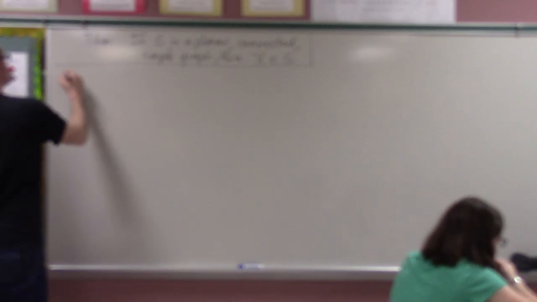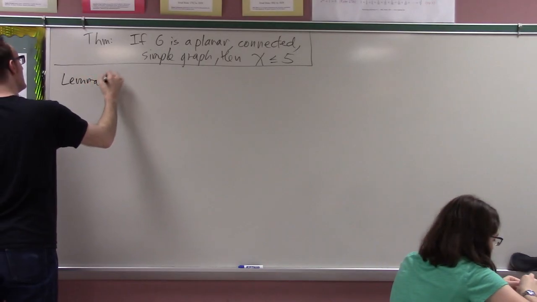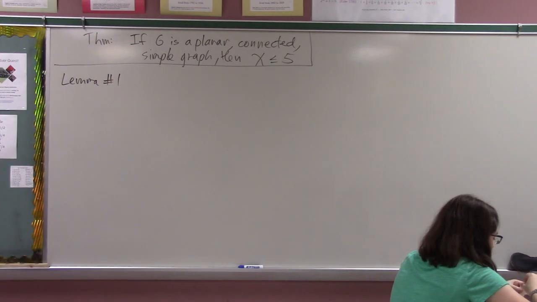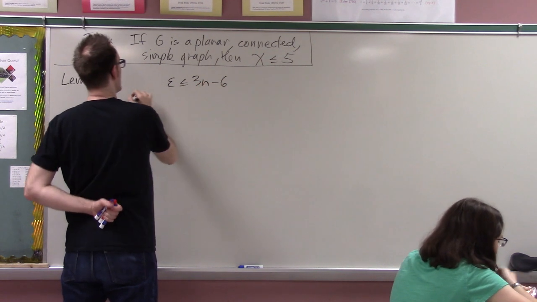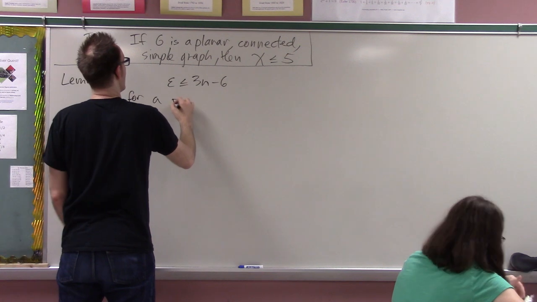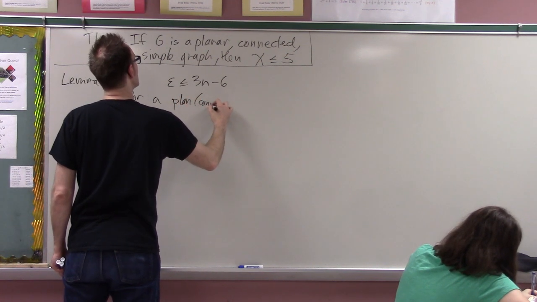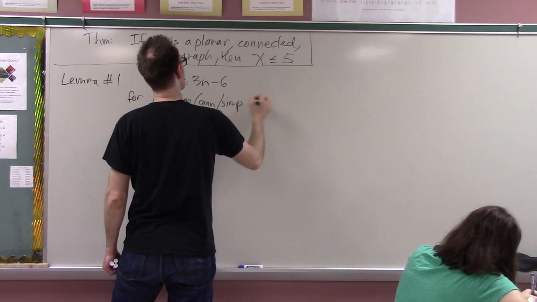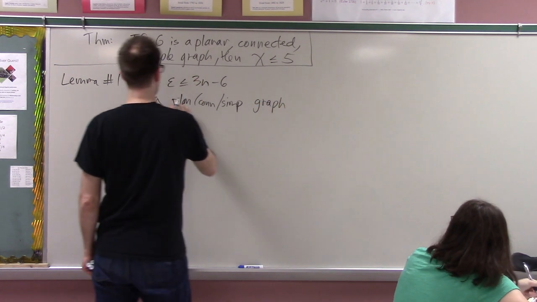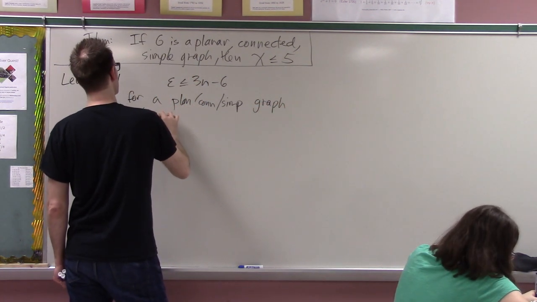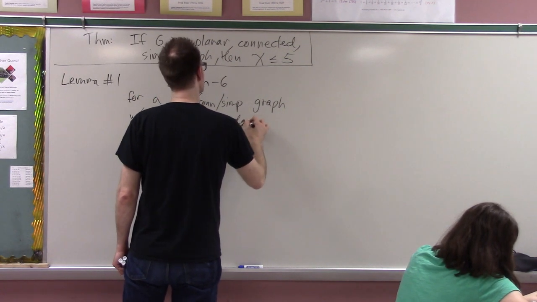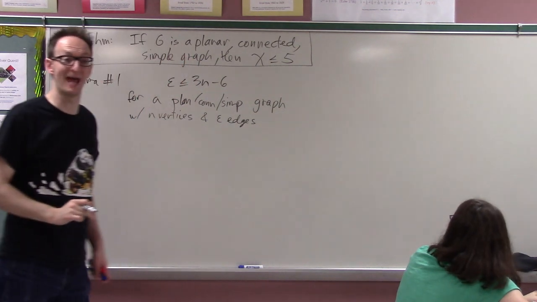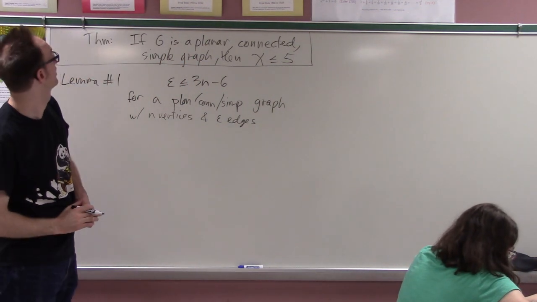So let's just call this lemma number one. Lemma number one is that epsilon is less than or equal to 3n minus 6 for a planar connected simple graph with n vertices and epsilon edges. This is the class where I did this entire thing and then did it again, right?